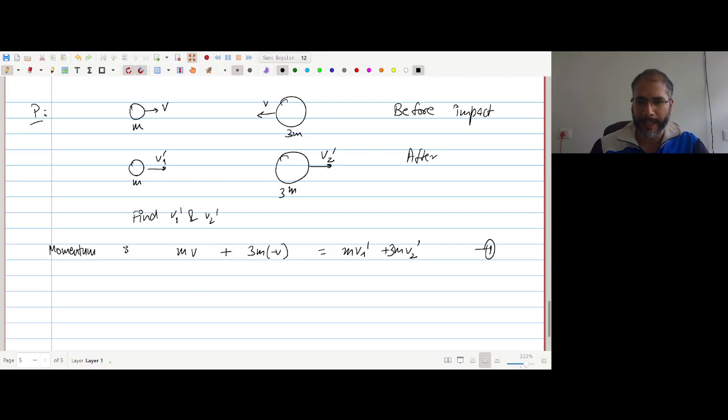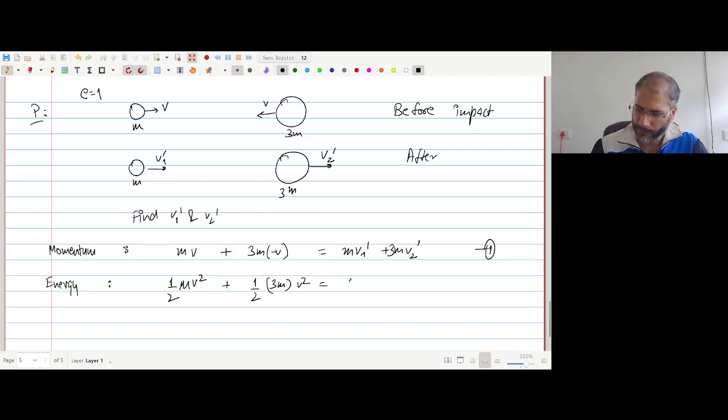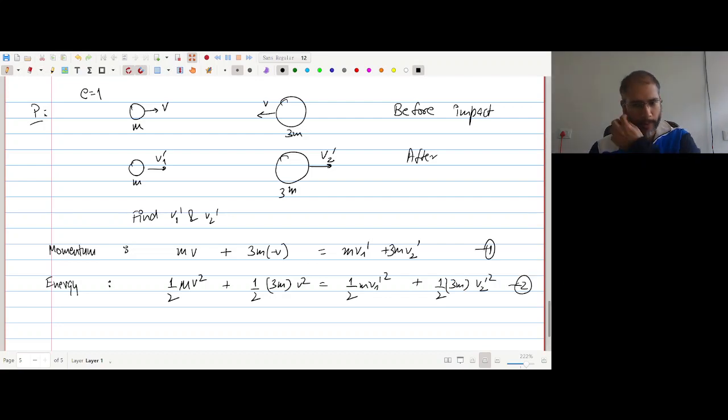That's the first equation, and the second equation comes from the fact that it is given to us that E is equal to 1 here. That comes from the ideas of the coefficient of restitution. So energy is conserved, half m v squared. You can also use E equal to the velocity of separation divided by velocity of approach. It's up to you. So we have two equations and two unknowns, v1 prime and v2 prime, so we can solve it.